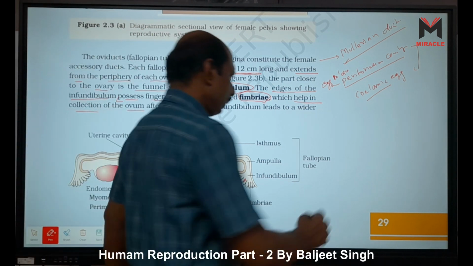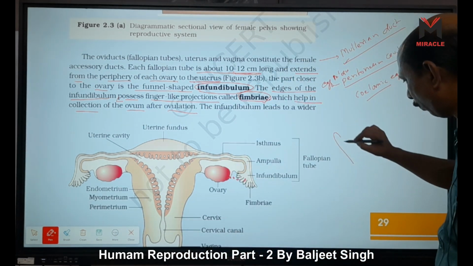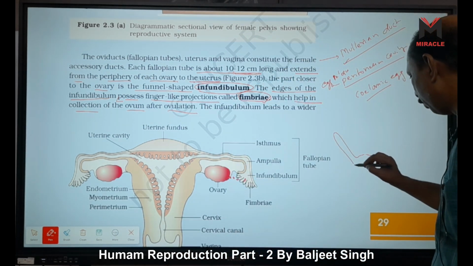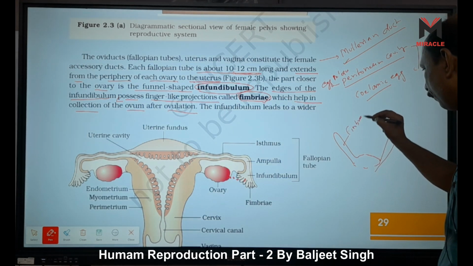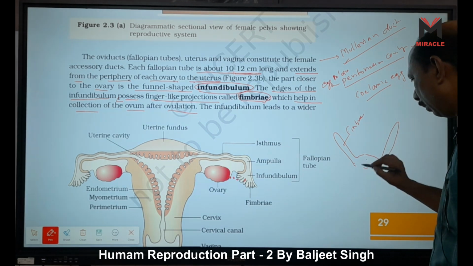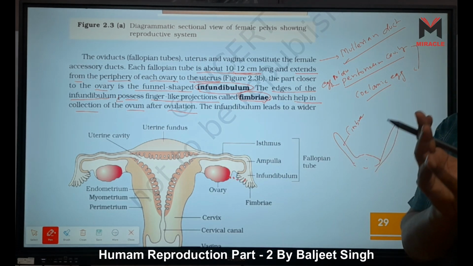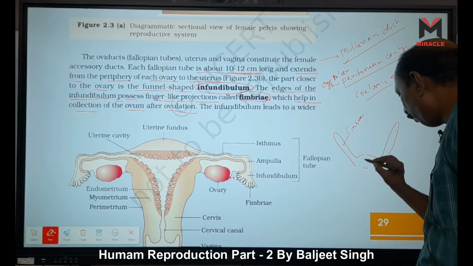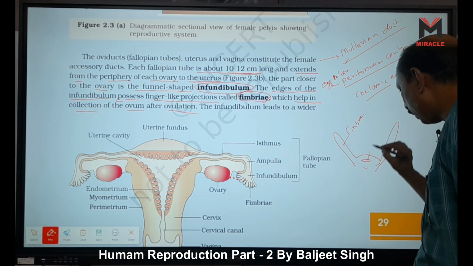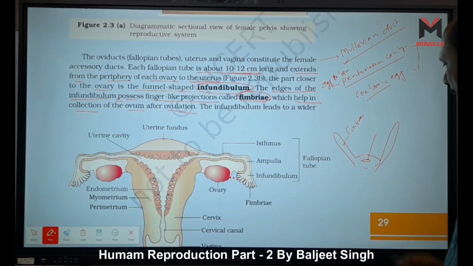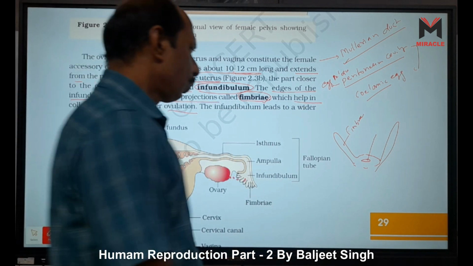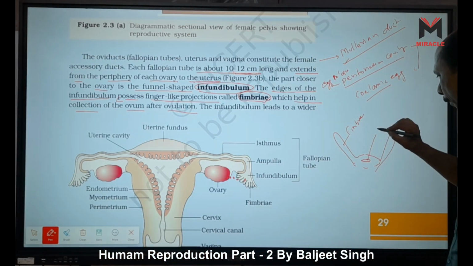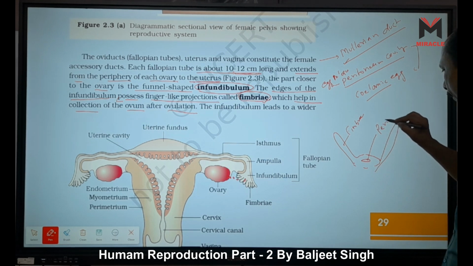Look here, this one is the fimbriae, right? And I draw here only to explain this. These finger-like projections are the fimbriae, and this is the central region of the infundibulum. Here a pore is present. It is called the ostium, right? Because this pore is present inside the peritoneal cavity, it is also called the peritoneal ostium.